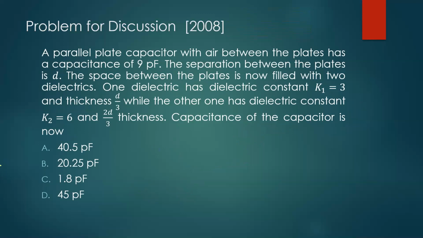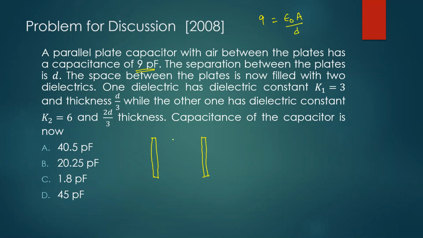Okay, so try answering this question. See, here, the gap between the plates is filled with 2 dielectrics. I think you know that the capacitance increases by a factor of the dielectric constant. Now, if I take, let's say, these 2 plates without the dielectric, it is 9. So I can say 9 is epsilon naught area by D.